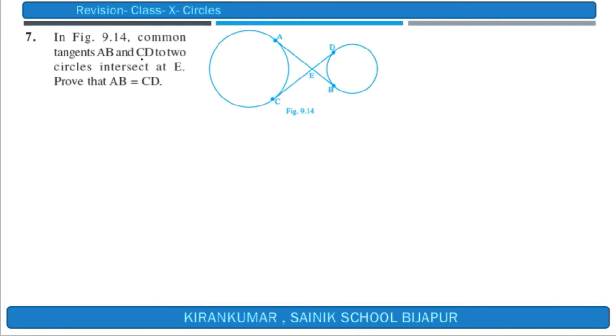Question number 7. In the figure 9.14, common tangents AB and CD to two circles intersect each other at point E. Prove that the length AB equal to the length CD. These are the two non-intersecting circles and the tangents are AB and CD. They are intersected at point E.